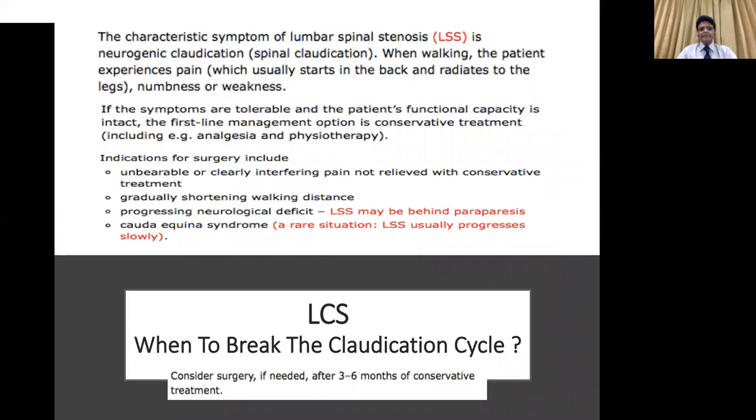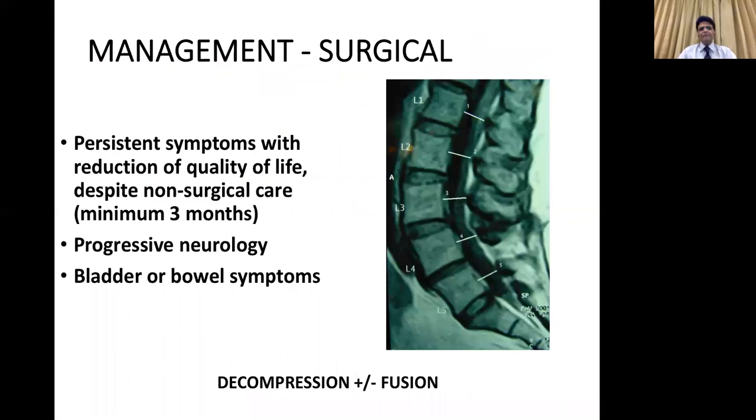When do we break the cycle? Well, we do it when things go from push to shove. They become really, really bad. Unbearable, clearly interfering pain, not relieved with conservative treatment for about 3 to 6 months, gradually shortening walking distance, progressive neurological deficit, bladder bowel now getting involved, cauda equina coming in. Well, these are situations where you have to offer them surgery.